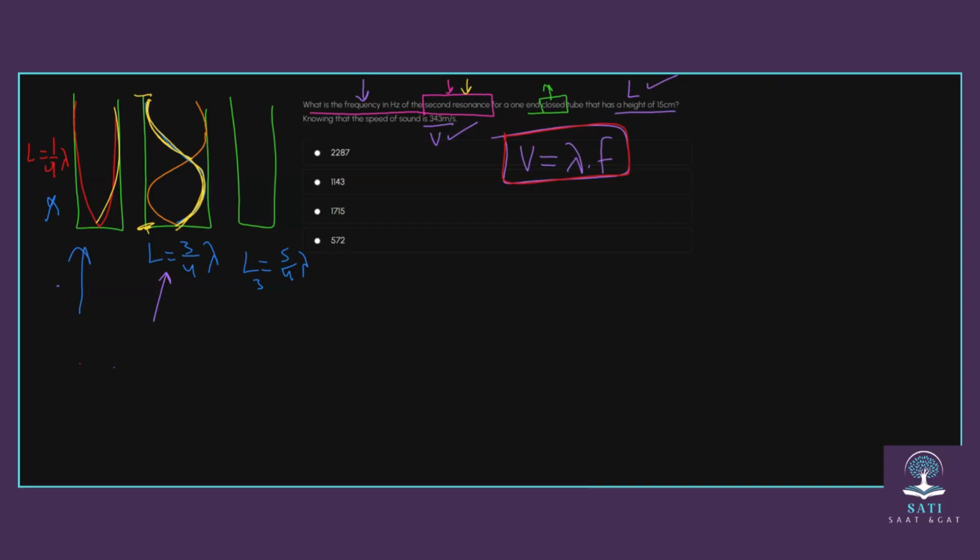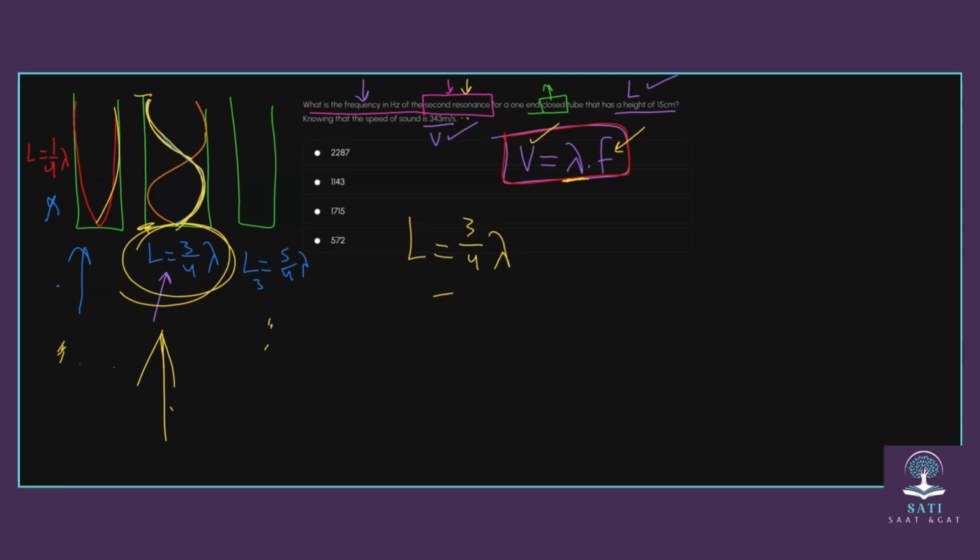So they gave us the velocity, and they are asking about the frequency. But they didn't give us lambda, so we need to find lambda. How can we find lambda? From the length formula. As long as it is the second resonance, we use this one. If it is the first resonance, we use the one on the left. If it is the third, we use this one, as long as it is closed tubes. If it is open tubes, you use the formulas related to open tubes. So here, length equals 3/4 of lambda.